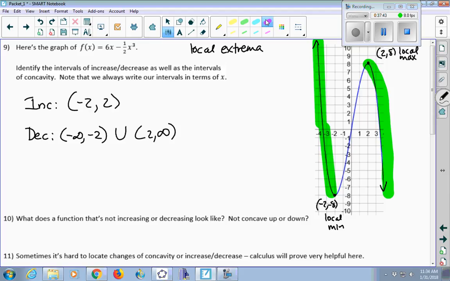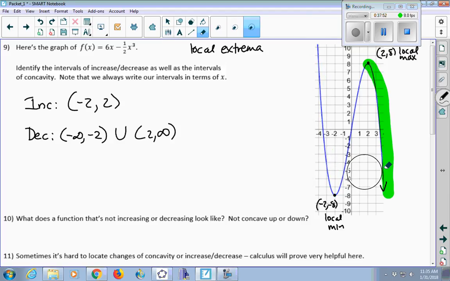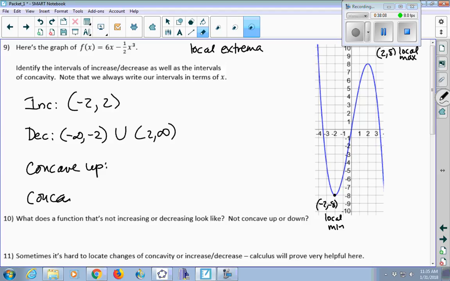All right, now concavity. Let's take a look at this. Can anybody tell me the interval on which this graph is concave up? The happy concave up. Concave up. Let me write it. Concave down. So what does concave up mean? That our rates of change are increasing.